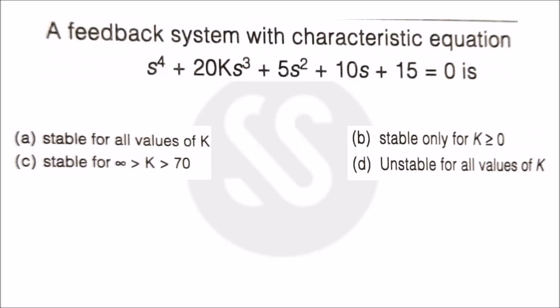The problem is a feedback system with characteristic equation s to the power 4 plus 20k s cube plus 5s square plus 10s plus 15 equal to 0. Option A: stable for all values of k. Option B: stable only for k greater than or equal to 0. Option C: stable for k between infinity and 70. Option D: unstable for all values of k. Here k stands for the gain and it is an unknown quantity. You have to find the range of k so that the system becomes stable.